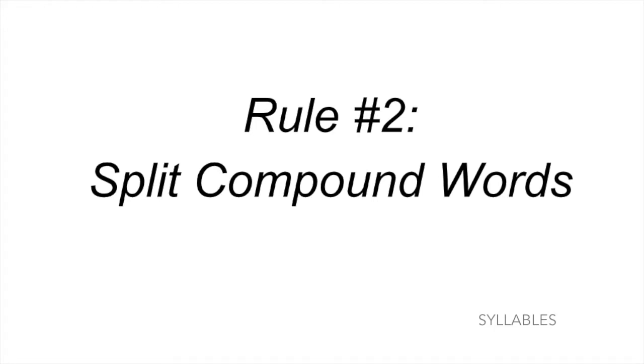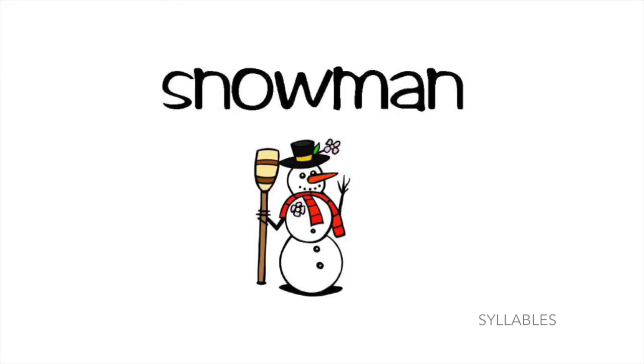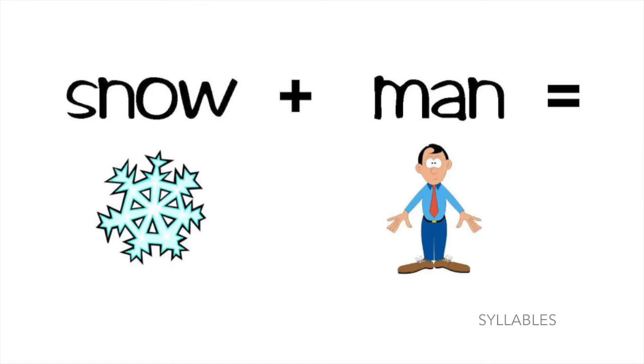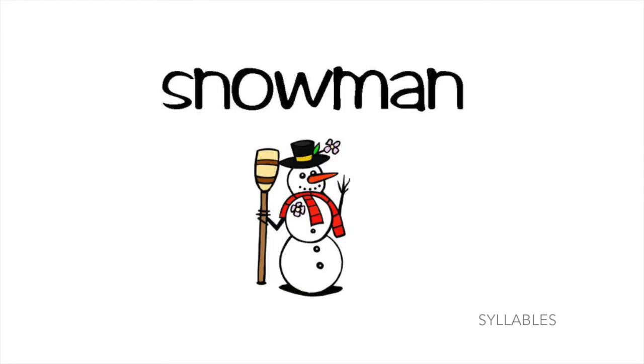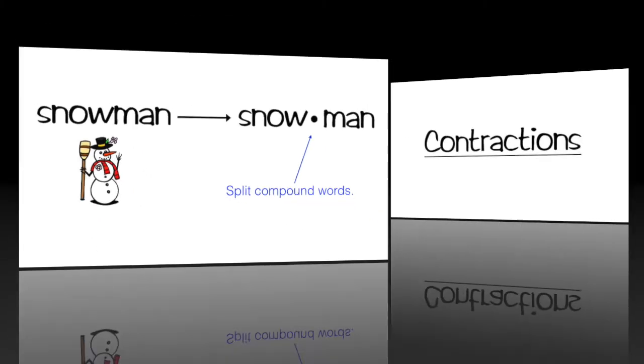Rule number 2 is to split compound words. A compound word is a word made up of two smaller words, like the word snowman, for example. If we split snowman up into two smaller words, we have snow and man, which when put together make snowman, a totally different word. So when we split snowman up into syllables, we end up with snow and man. So remember to split compound words.